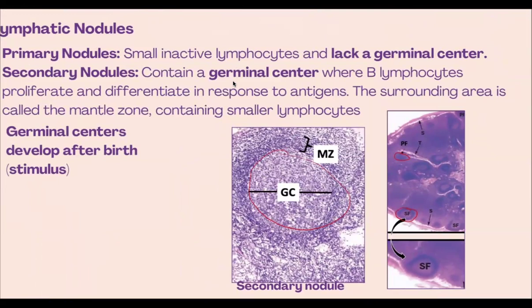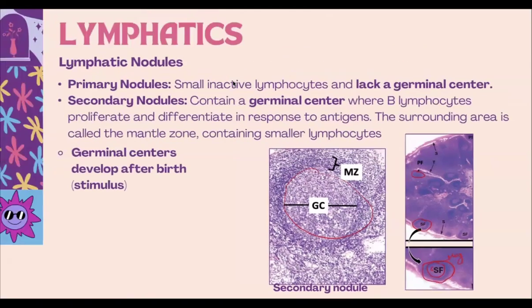The area that surrounds them, so this is your small follicle, this is the germinal center, and this area outside it is the marginal zone. For germinal centers to develop inside your lymphatic nodules, you need to first be born. They can occur when you're still in utero, but they won't occur if you're still an embryo. They will occur after you're born, and they need a stimulus. An antigen should be exposed to the body, and then you would develop germinal centers. B lymphocytes aren't going to proliferate and differentiate if they don't have something to work against.